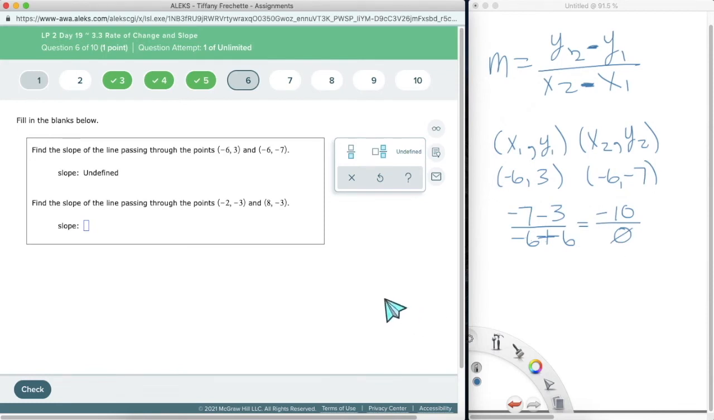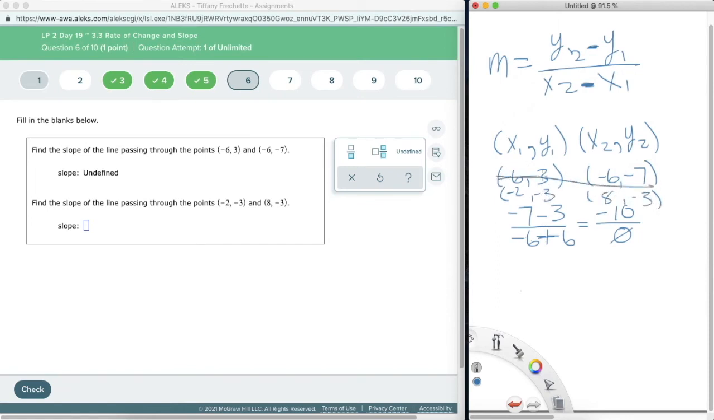So now if we look at the second one here, I'm just going to stack these just so I don't have to rewrite everything. So we're kind of ignoring this one for a minute, just so that I can reuse these. So now we have y2, that's -3, and y1 is also -3, so it's minus negative again.